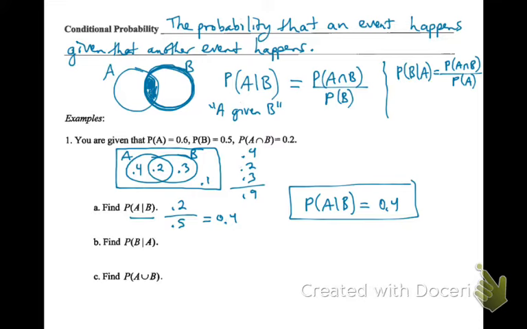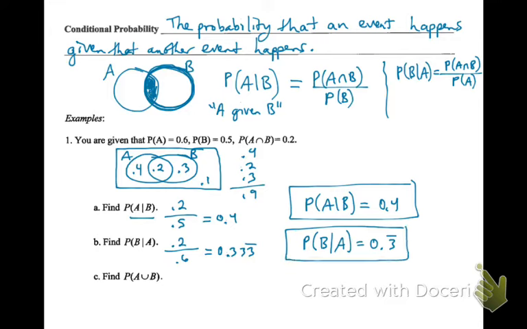Probability of B given A: the intersection is going to be 0.2 divided by the probability of A, which is 0.6, and that gives you 0.333 repeating. So the probability of B given A is 0.3 repeating. Okay, and that's conditional probability.